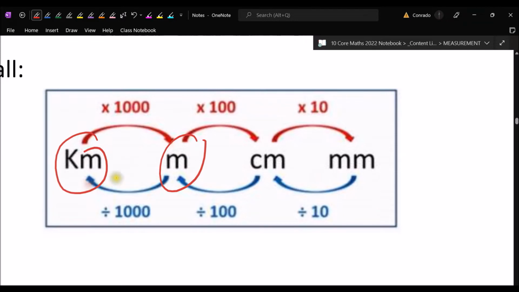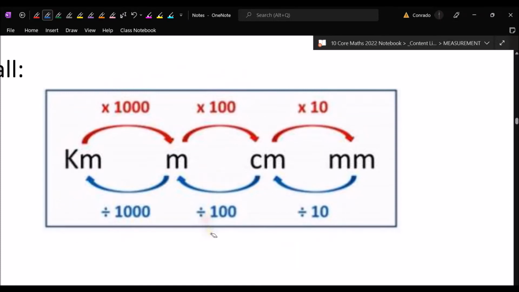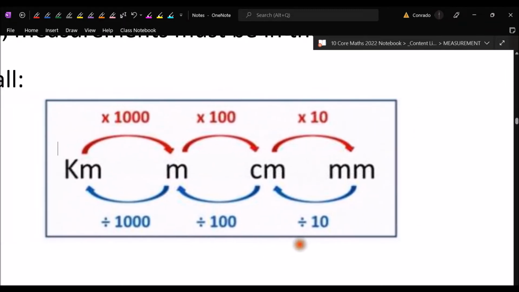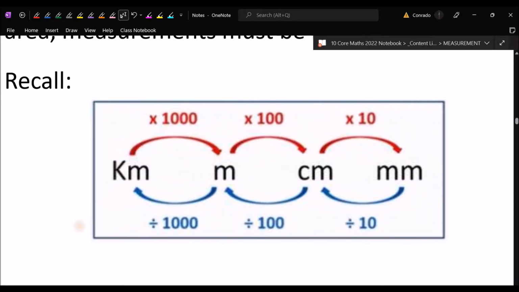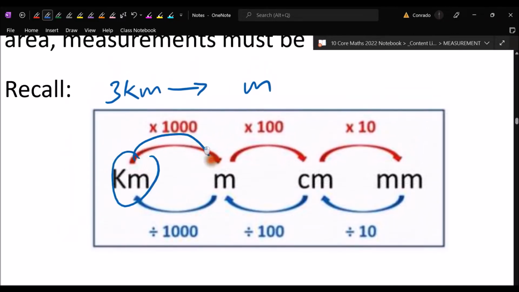So if you look at these, when I'm trying to convert from one unit to the other, these numbers up here will help you understand how to get there. So if, for example, I'm at kilometers and I want to convert something to meters, looking at the arrow, it says you need to multiply the number of kilometers by 1,000. So let's say you've got 3 kilometers and I want to change it to meters. That means I'm multiplying by 1,000. So 3 times 1,000 will equal 3,000 meters.